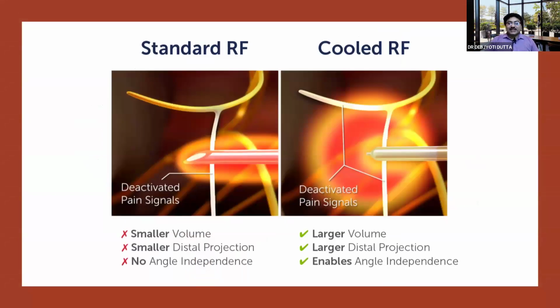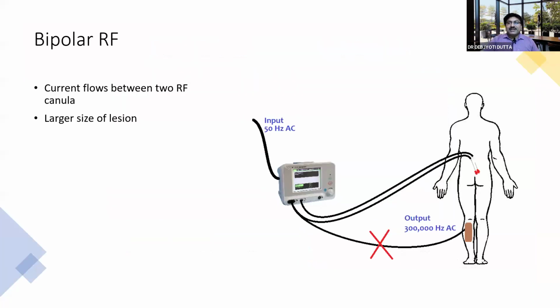Cooled has certain advantages. First of all, it causes a big lesion. So in areas where the nerve location is difficult, for example the sacroiliac joint, there are a lot of nerves passing from different angles, so we cannot precisely go over the nerve. So we can make larger lesions and get hold of all the nerves to block. That is the biggest advantage of the cooled radio frequency.